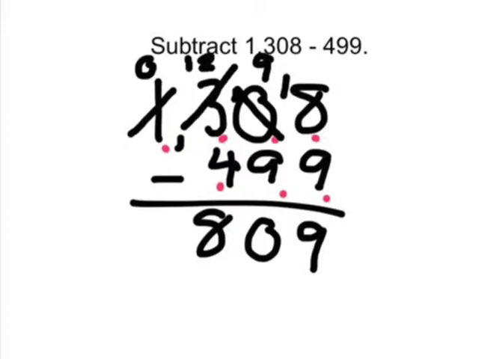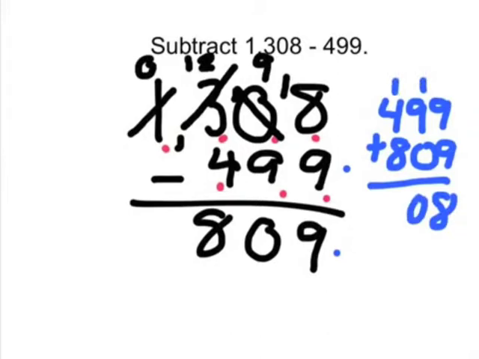And a quick, easy way to always check your work is just to add this number, and we should get the original number we started with. You can see this is right because we got back to the original number.